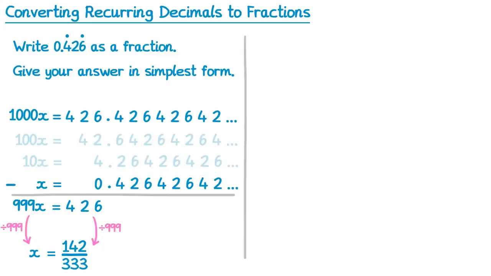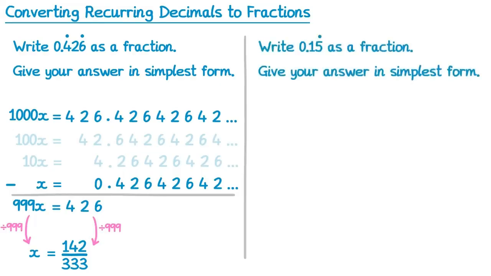You may have noticed some patterns in the questions we've had so far. For example, the longer the recurring part of the decimal, the more times we need to times by 10. You may have also noticed that the denominators tended to involve 9s, like 9, 99 or 999. This next question will make things a little bit different.